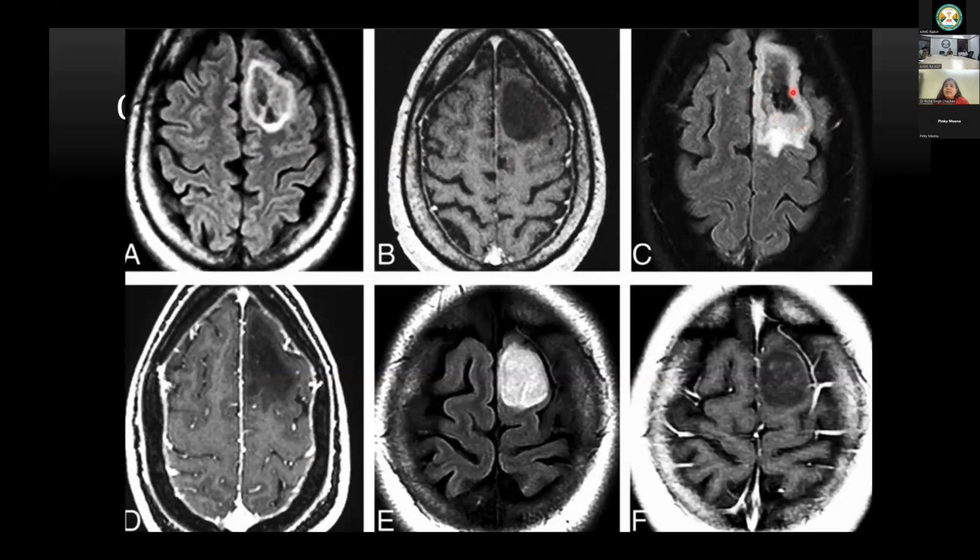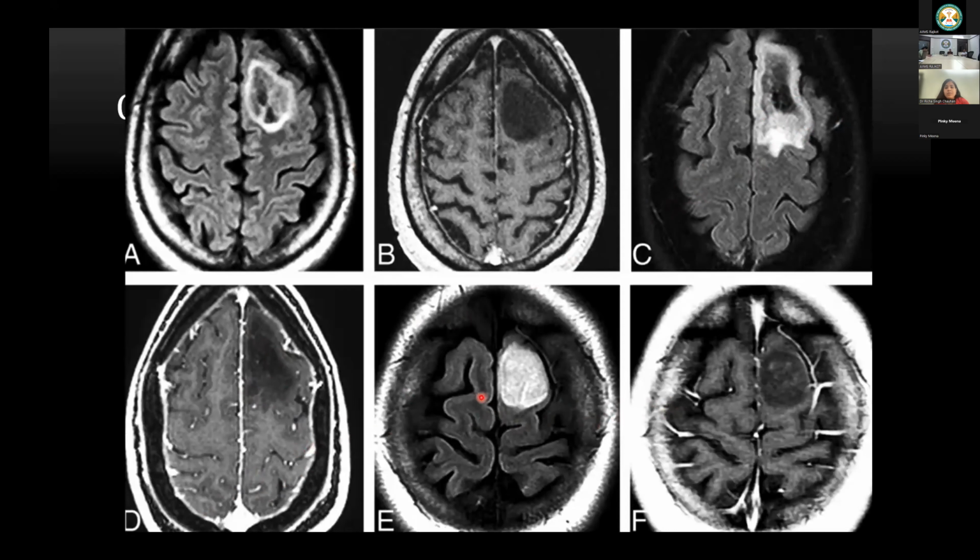Another example here, we can see this lesion, which is again central FLAIR hypointensity with peripheral hyperintensity. There is not much enhancement on post-contrast images. Again, a grade 2 tumor, a grade 2 diffuse astrocytoma, IDH mutant, it will be.